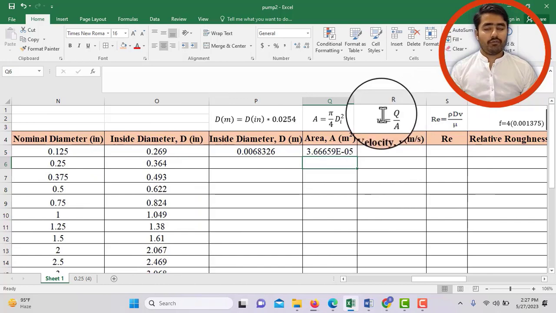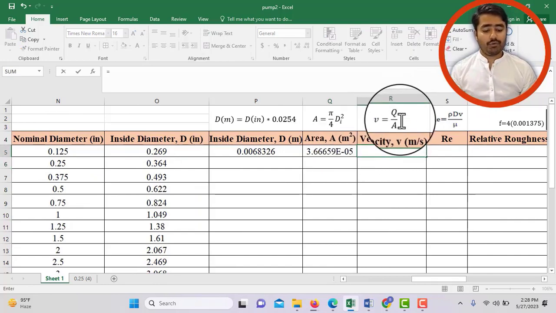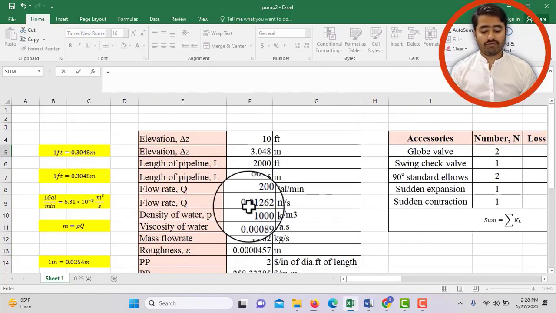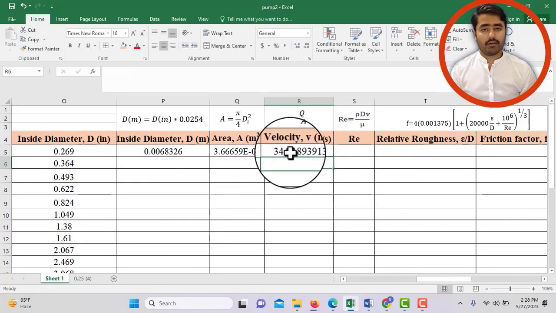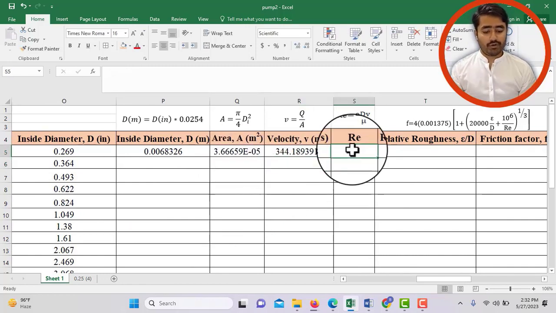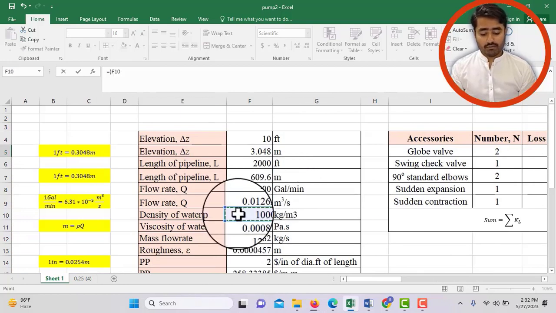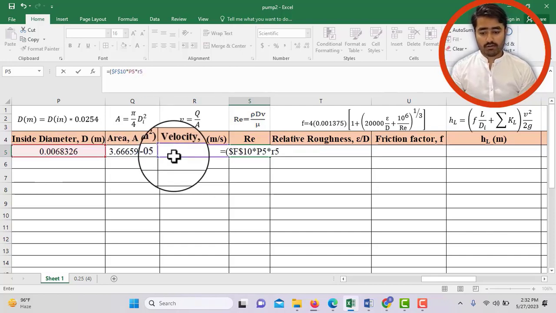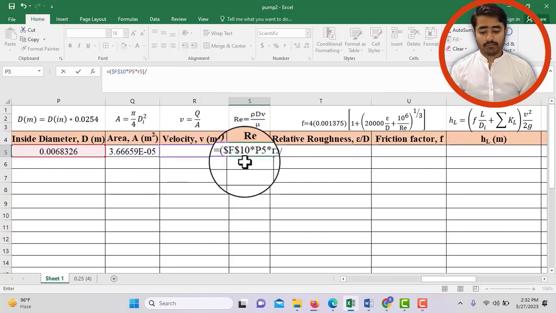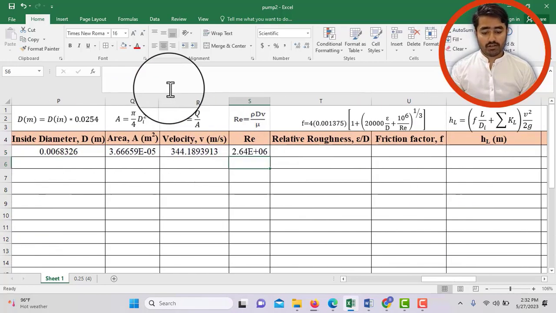In order to calculate the average velocity of the fluid, I will divide the flow rate by the area. As the flow rate remains constant, I have to fix this cell. So I will press F4 and divide by the area. This is the required velocity. In order to calculate the Reynolds number, I will multiply the density of the fluid with the inside diameter and the velocity and divide it by the viscosity of the fluid. So this is the Reynolds number.